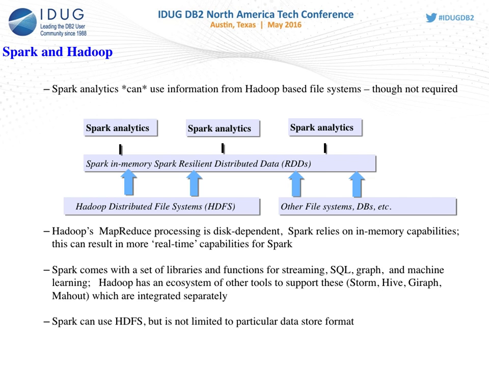So you can run Spark analytics against the RDDs in the Spark memory. Like I said, Spark relies on all the in-memory capabilities, so it runs very fast across different distributed clusters. You can get more real-time capability if you're using Spark Streaming. We pretty much covered a lot here: a set of libraries and functions for streaming, SQL, graph, and machine learning.